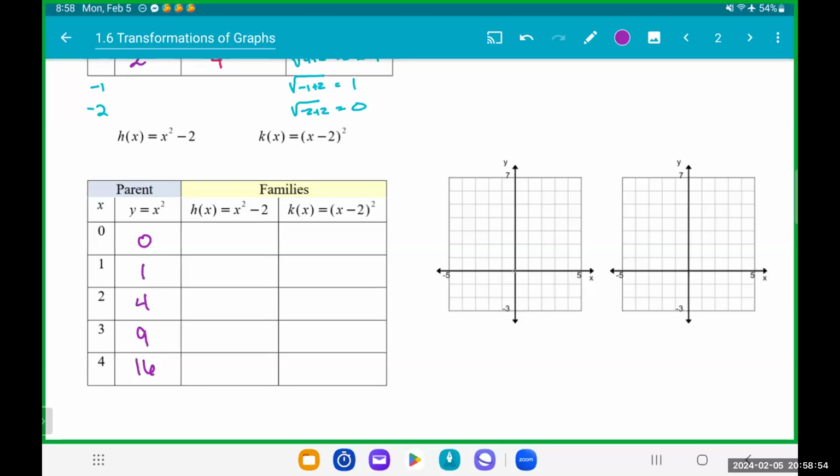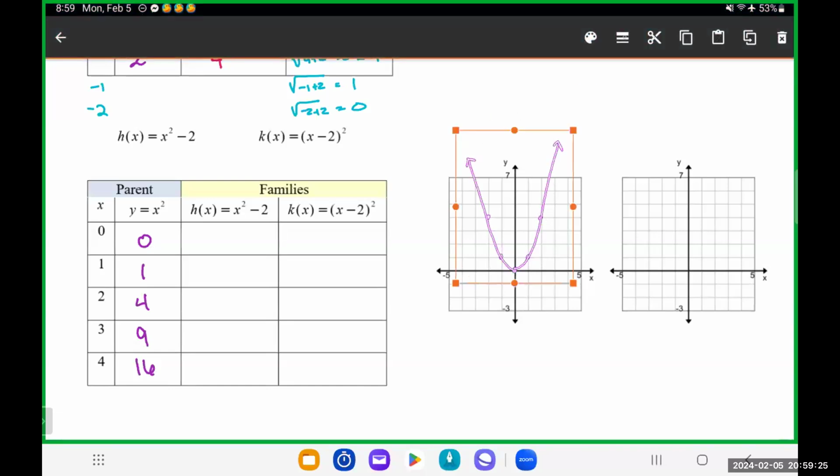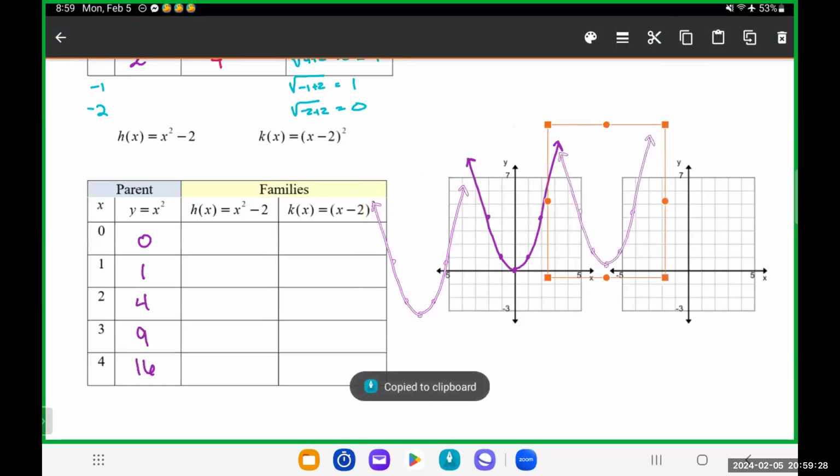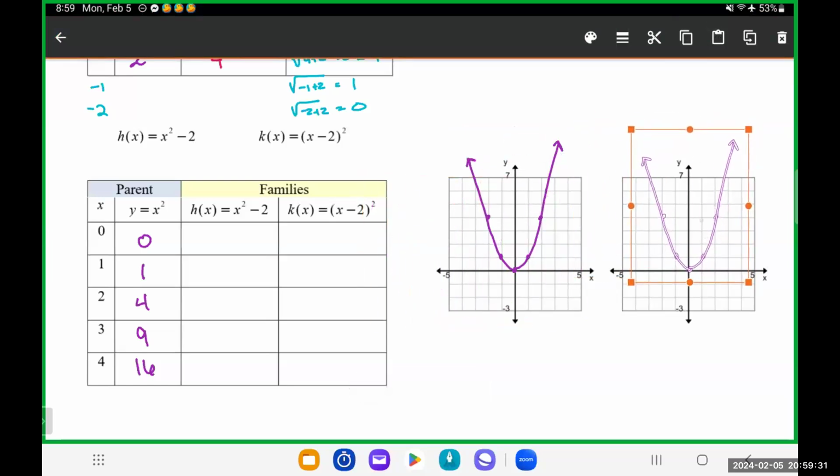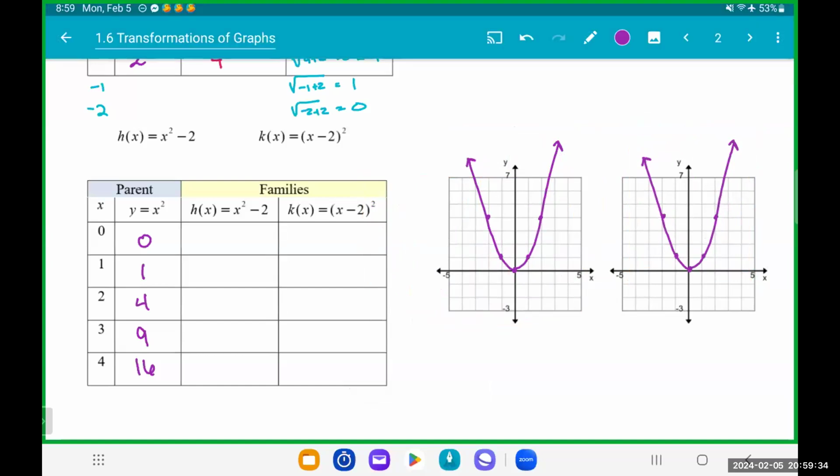Okay, so we come in here, 0, 0, 1, 1, 2, 4, and then we kind of get off the charts. But it's the same as if I put in -1, I'm going to get +1. If I put in -2, I'm going to get +4. So my parent function here will go on into infinity. I'm just going to copy that, paste it. So our parent function is on here in purple.